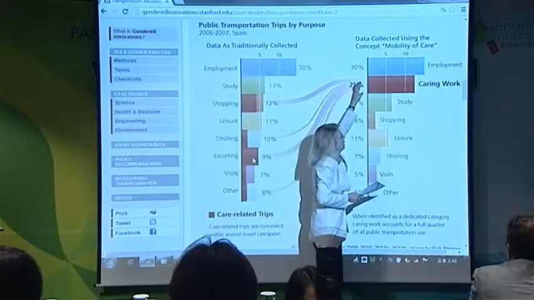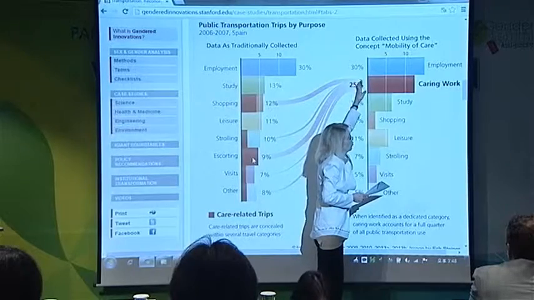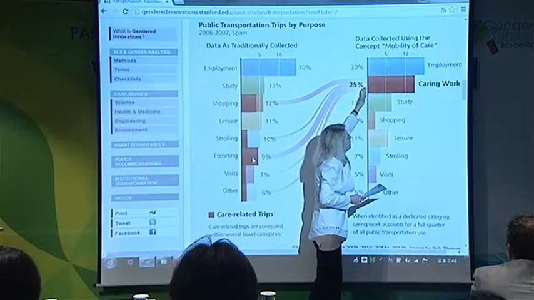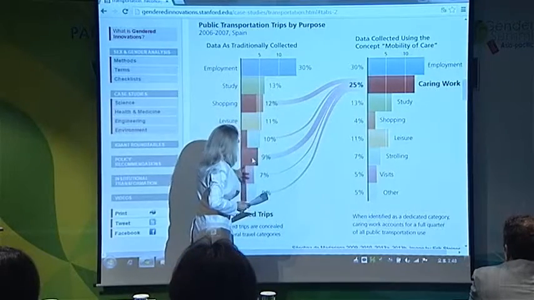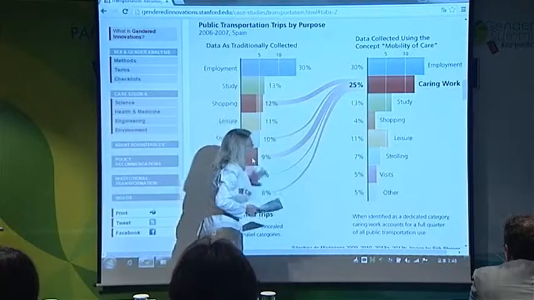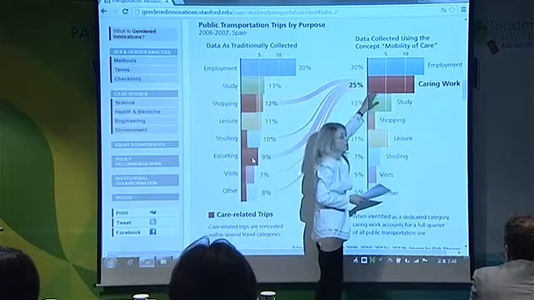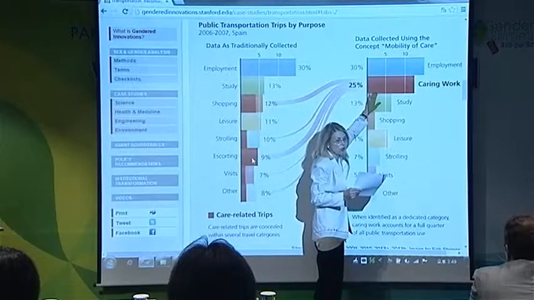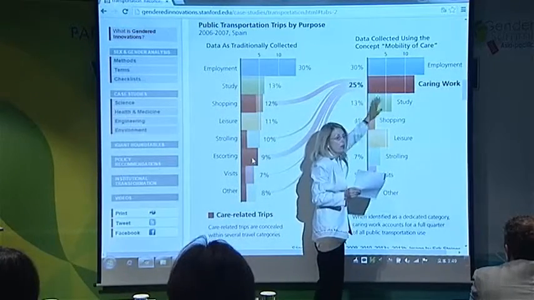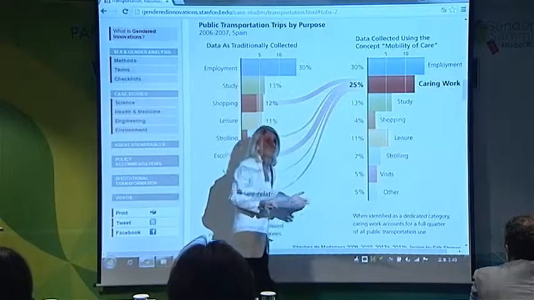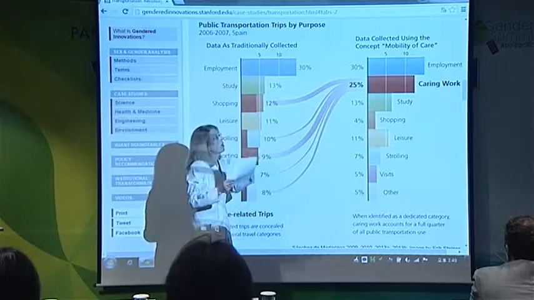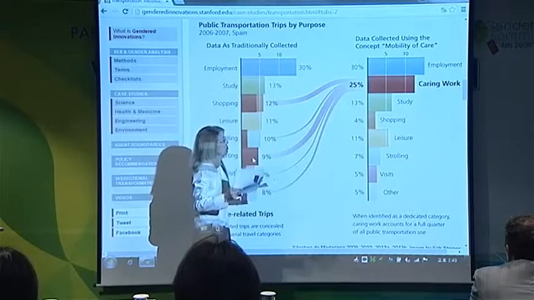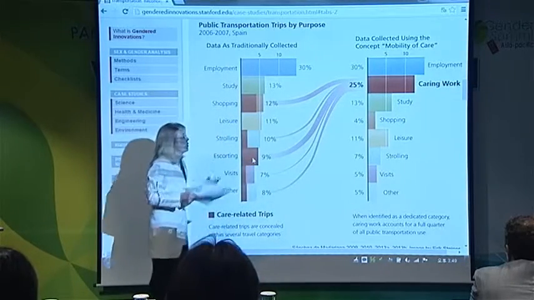So you want to, again, look at what people are doing for employment, but then caring work, if you take all of the caring work out of these different categories and put them into one category, it becomes the second largest reason why people are traveling. They're taking care of children, they're taking children to daycares, they're taking care of elderly parents, they're doing other kinds of caring work.